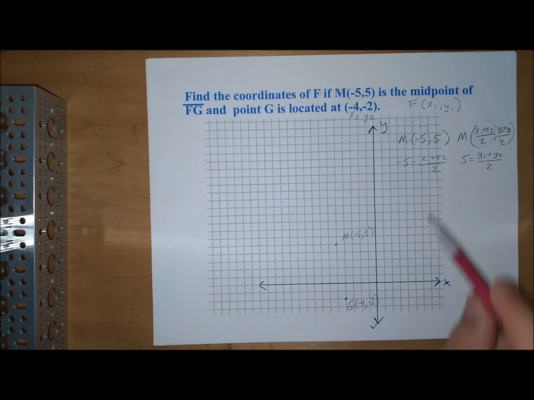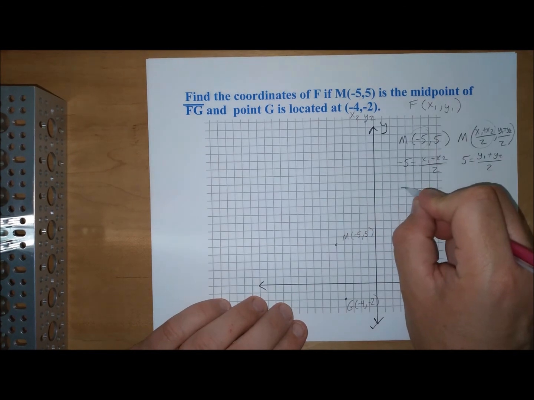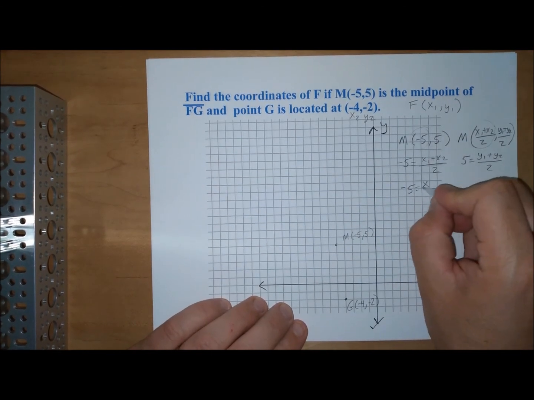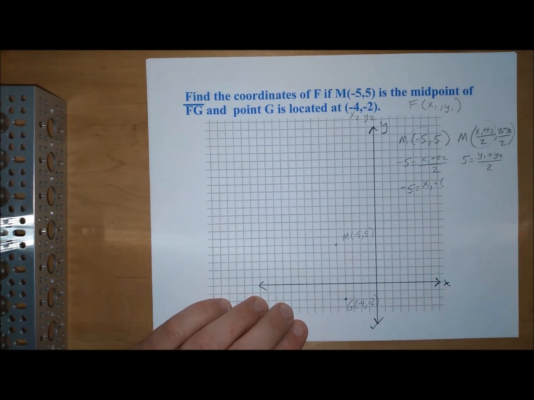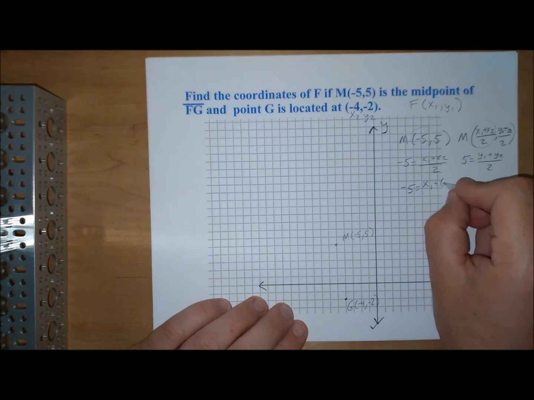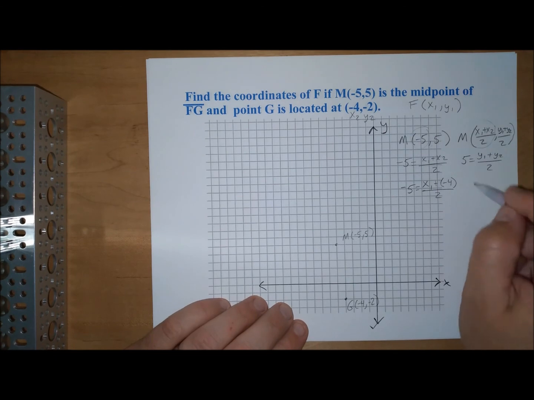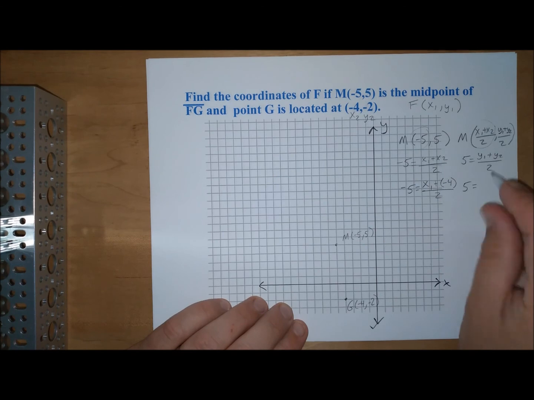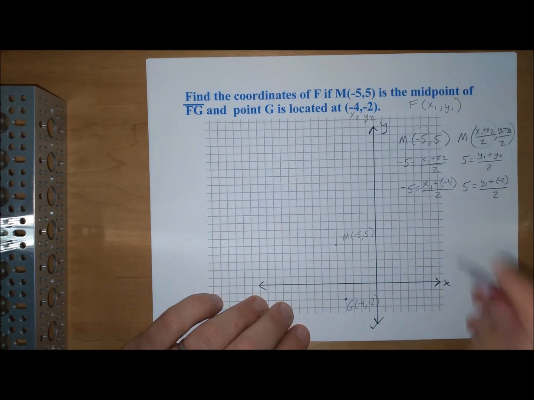Now, Mr. Rogers, you can't solve that. There's two unknowns in there. Hold on. Are there two unknowns there? I think we know x2, don't we? So we get negative 5 equals x1 plus, oh excuse me, x2 is negative 4, over 2. I can solve that. Let's go ahead and do the same thing with our y. 5 equals, we do know y2, so y1 plus negative 2, over 2. Good.